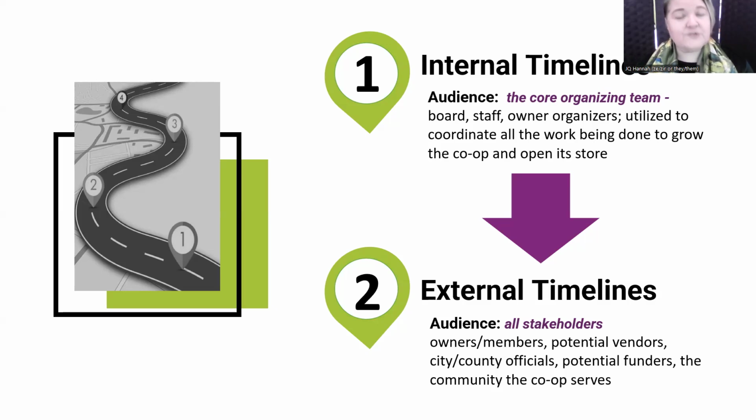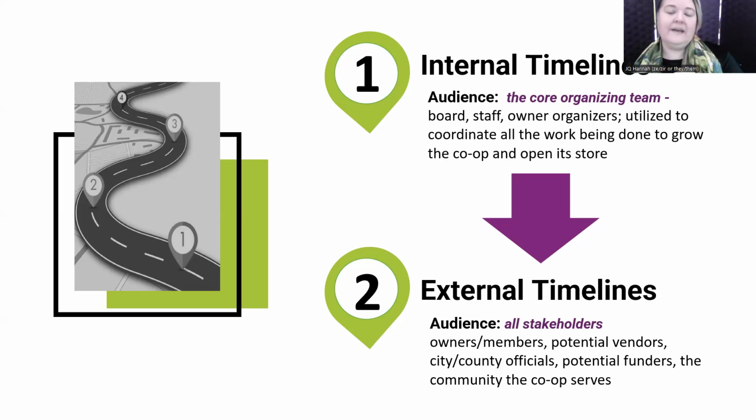Your potential vendors, or if you're an open co-op, your actual current vendors, but also your city and county officials, your potential funders for the project, the overall larger community the co-op defines in its purpose, or some people call it their mission statement. We prefer purpose, that they exist to serve. All of those are stakeholders in the co-op. We're talking about everyone who is not a core organizer. If they're a core organizer, the internal timeline is meant for them and their work.